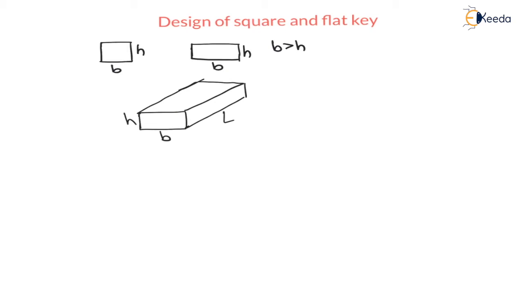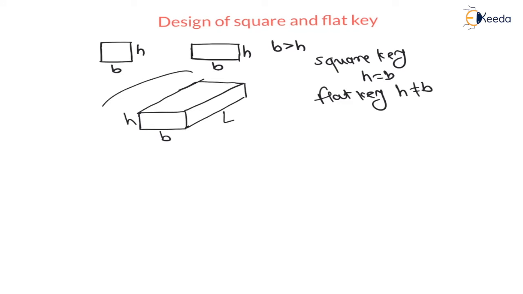Therefore we can say the square key is a special type of flat key only, where h will become equal to b, right? Means for square key h is equal to b, and for flat key h is not equal to b, right? Therefore we will design this flat key. And for special case, if I put h is equal to b for square key, automatically there will be a design, right?